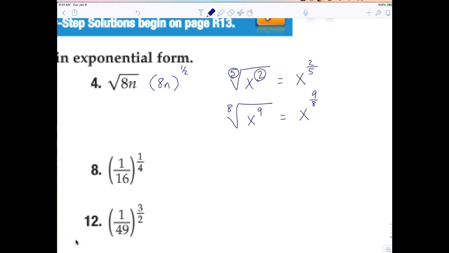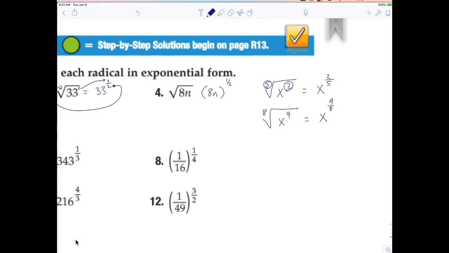When you get to advanced math, like eventually you guys will be taking calculus when you get to high school, we just don't write radicals anymore. Nobody writes the square root. They write it as an exponent. It's just easier. That's why they do that.